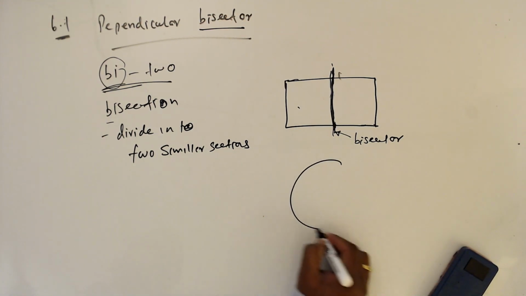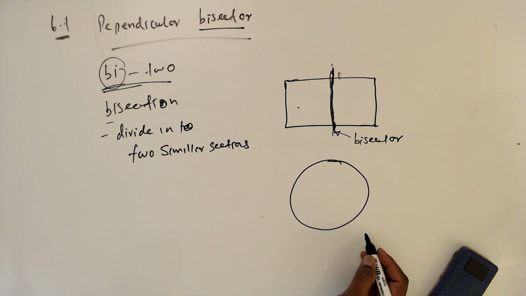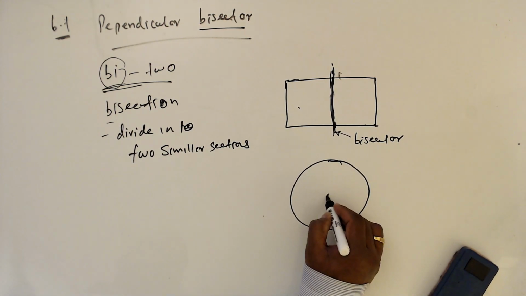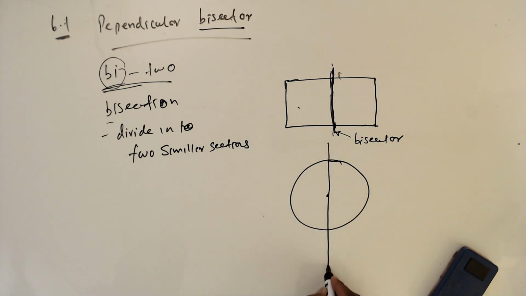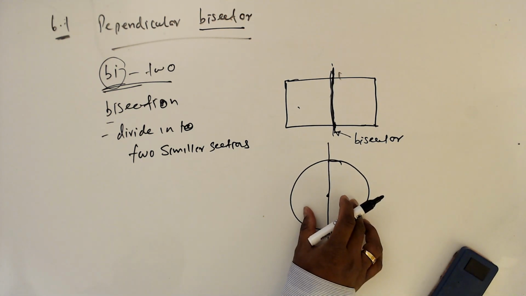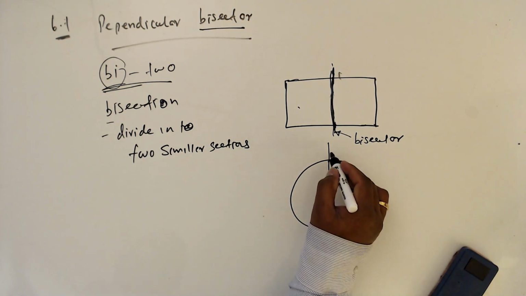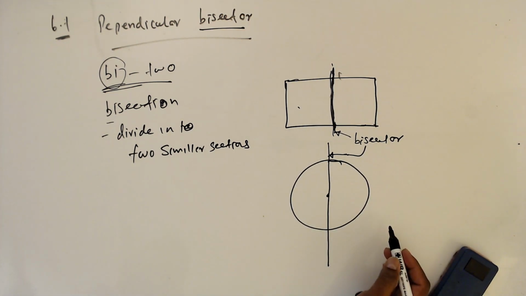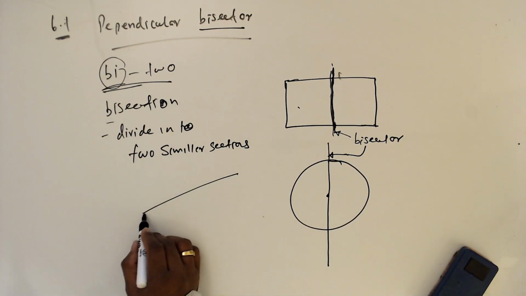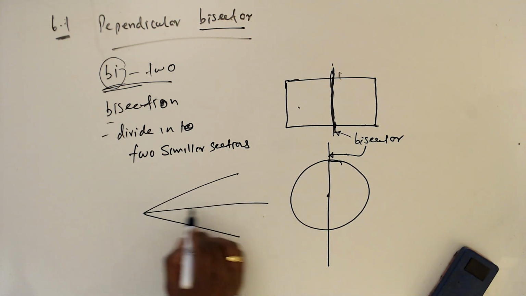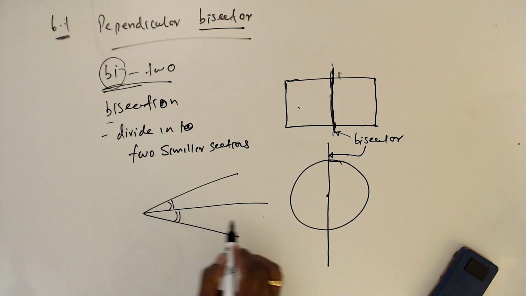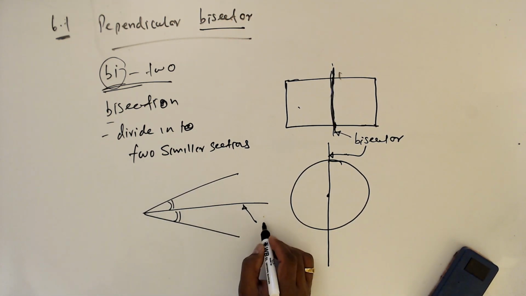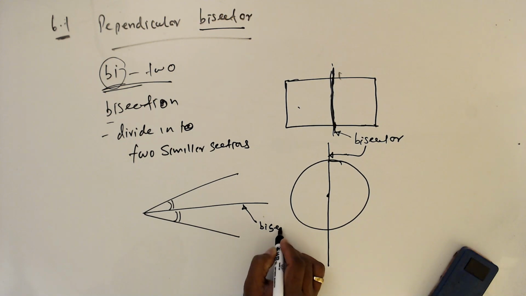Another example, this is a circle. This is the center, and we divide this circle into two similar pieces by this line. This line is called a bisector. Another example, this is an angle. An angle divided into two similar angles. Then this line is a bisector.